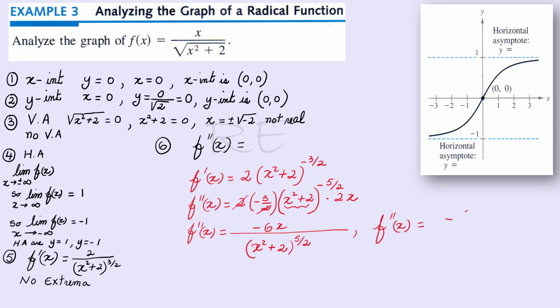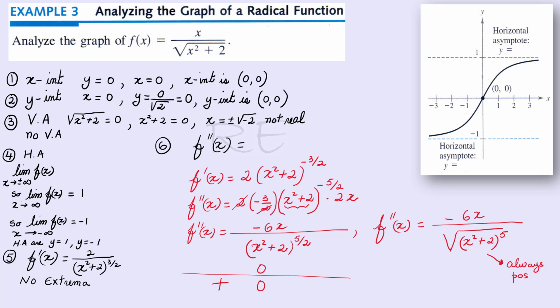which can be written as negative 6x over square root of (x squared plus 2) to the 5th. x squared plus 2 is always positive, to the 5th is always positive, and the square root of a positive number is positive. So the denominator is always positive. The sign of the second derivative will depend on the numerator, negative 6x.